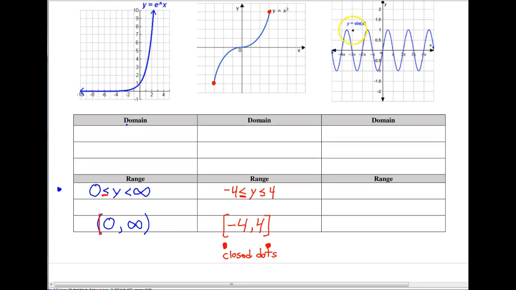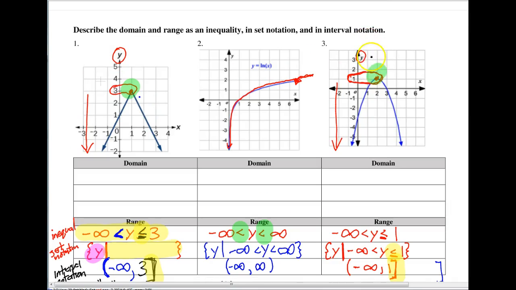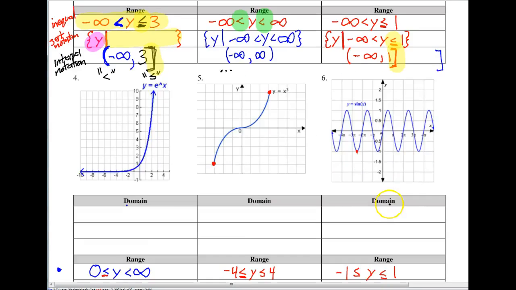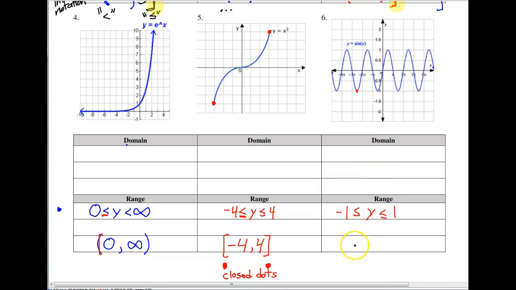What about here? Where does it go from between? Yeah, -1 and +1. And just like the parabola that we did up above, these are like definitely hits this point, so it's going to be equal to. So -1, +1. There we go. Here it doesn't have the closed dots, but we can visually see it turns around right at this point.